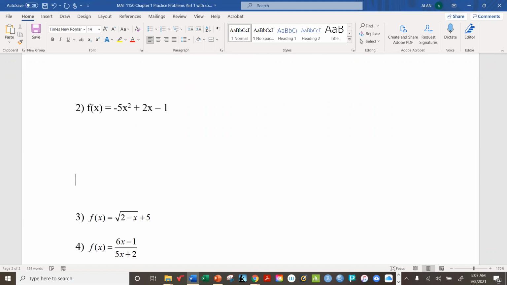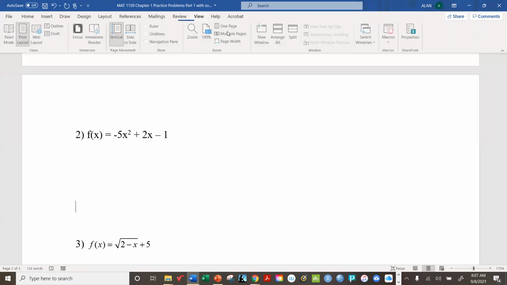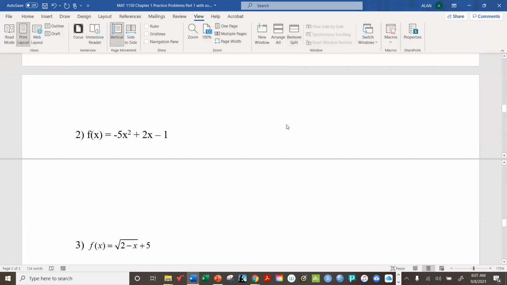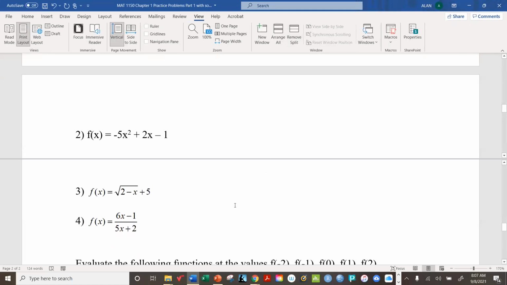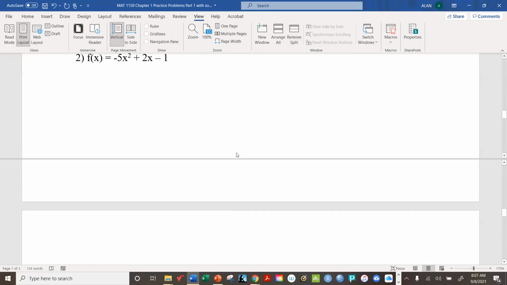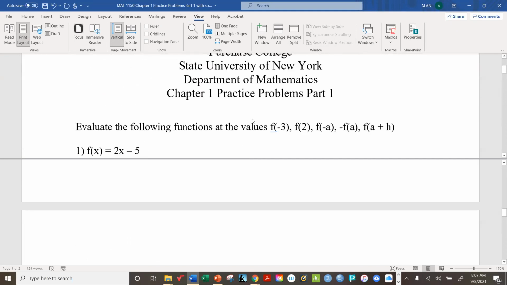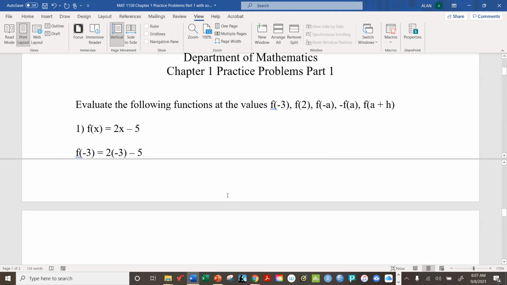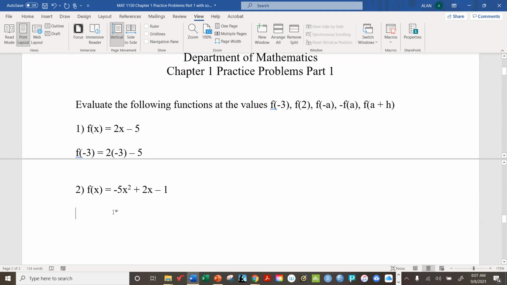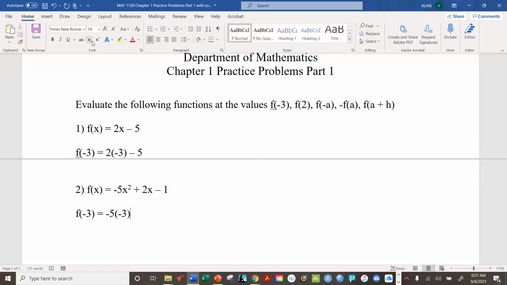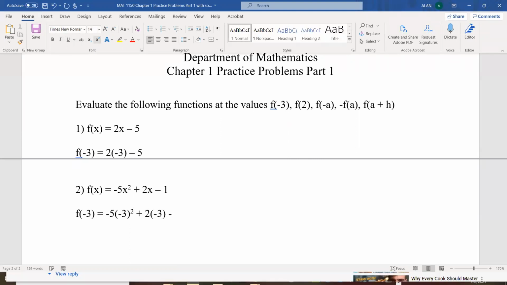Okay, so for example, let me just do one thing here. Split the screen. I don't want to have to keep running back and forth a million times from the top to the bottom. So let's get this here. All right, now what happens here? f of negative 3 will therefore be minus 5 times negative 3 squared plus 2 times negative 3 minus 1.